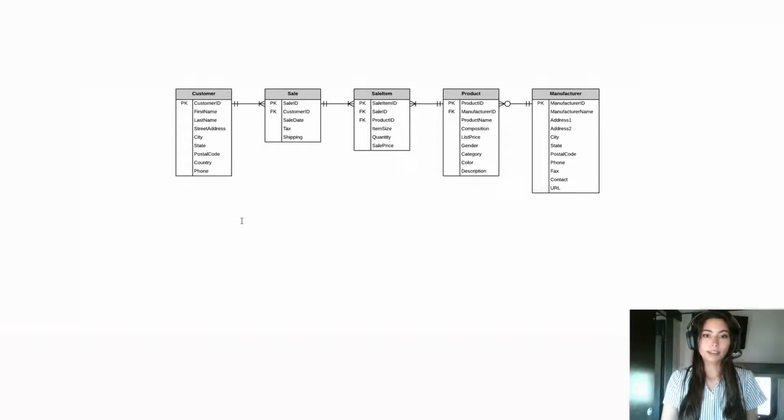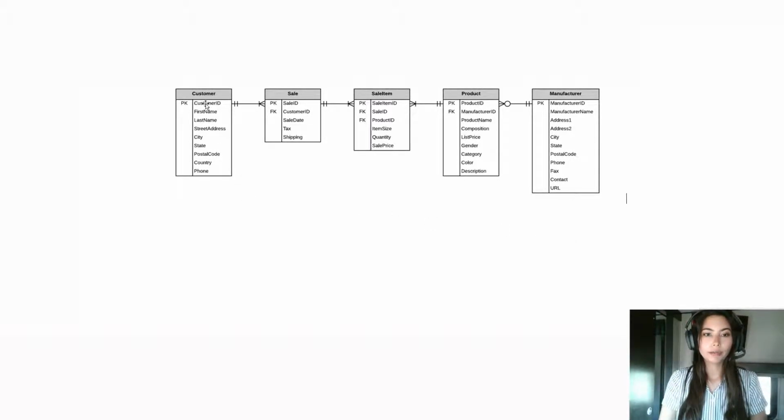So let's take this schema, for example. We have a table called customer. We have a table called sale. We have a table called sale item, product, and manufacturer. All of these entities together, we call a schema because this is a basic map of how our database functions, or from what table or what entity it's going to be pulling information from.